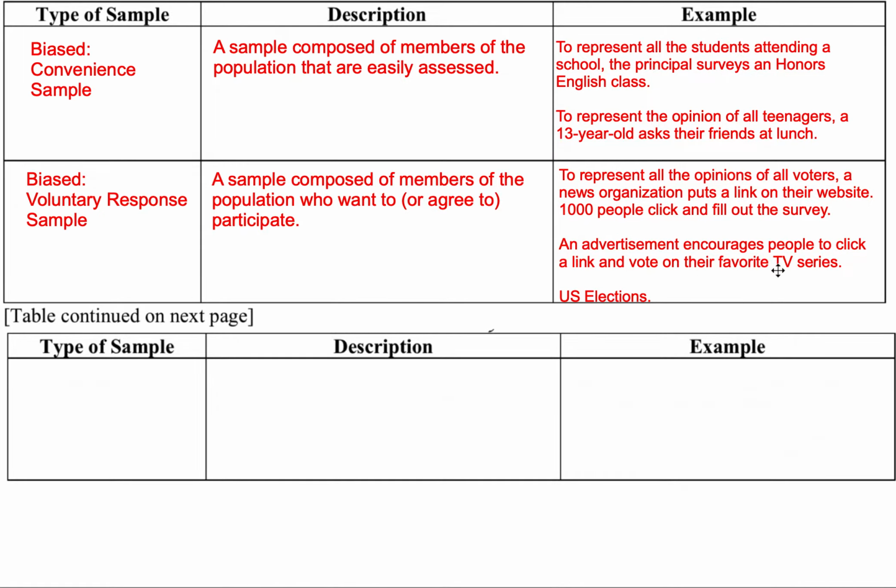Next example, an advertisement encourages people to click a link and vote for their favorite TV series. Okay, that's something you probably have seen something like it before. A lot of things online. Click here and vote. Click here and vote.